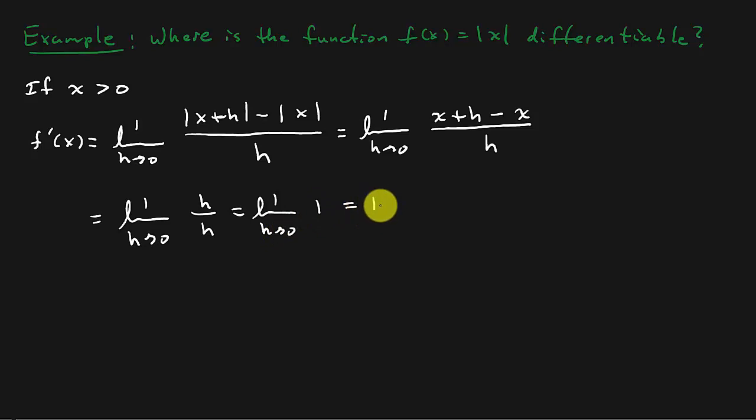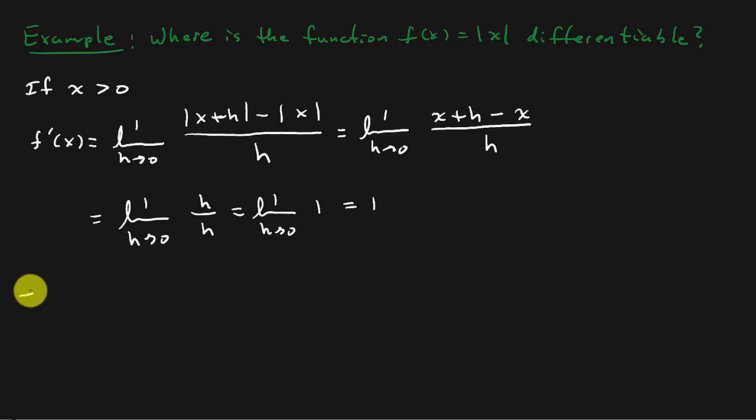So the absolute value of x is differentiable for any x greater than 0. The limit exists for all positive values, and the limit equals 1.